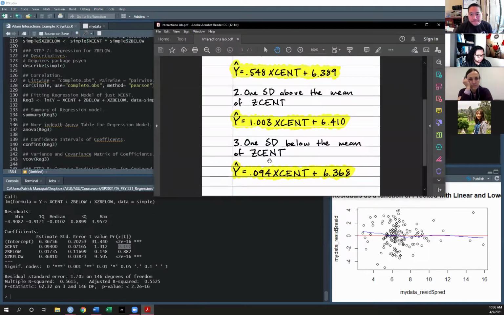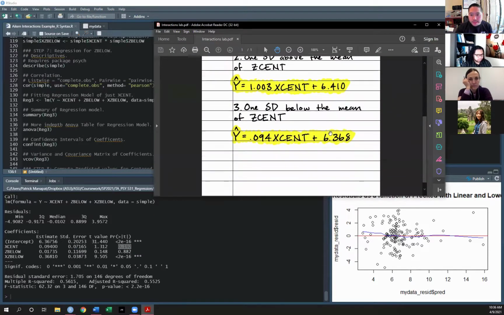So going back to this PDF here, one standard deviation below the mean, we have the coefficient of 0.094, which I drew from here. And then the intercept is 6.368, which is this intercept right here. And for this simple regression equation, what we can say is the relationship between x and y is not significant, one standard deviation below the mean of z.